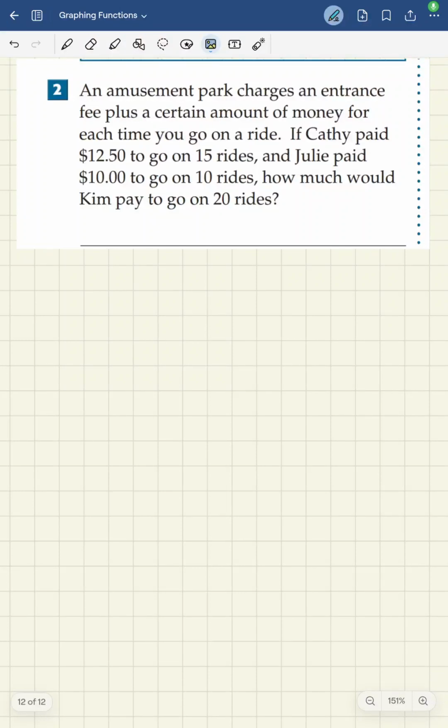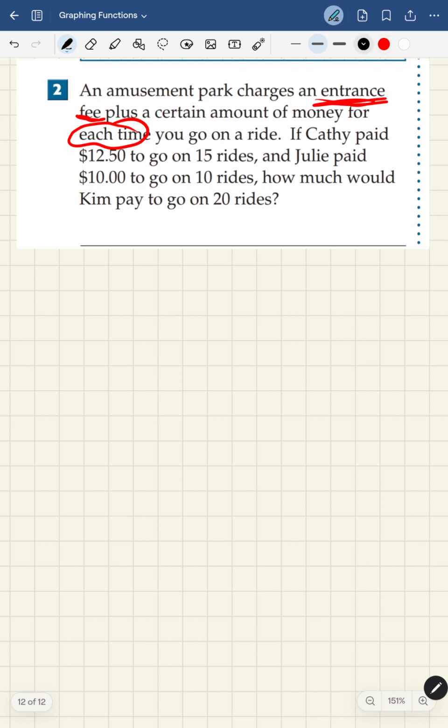Hi everybody, here's another linear relation word problem. So let's read it together. It says an amusement park charges an entrance fee, that's going to be the initial value, plus a certain amount of money for each time you go on a ride.